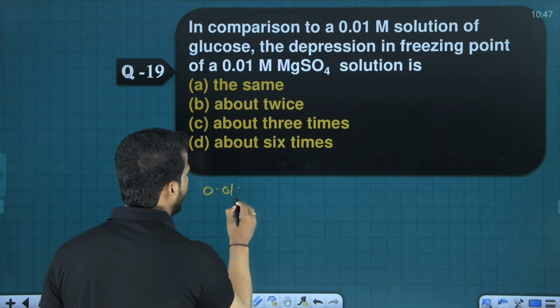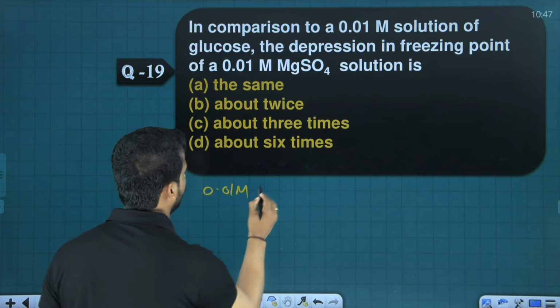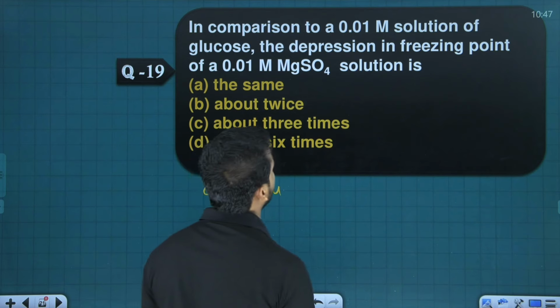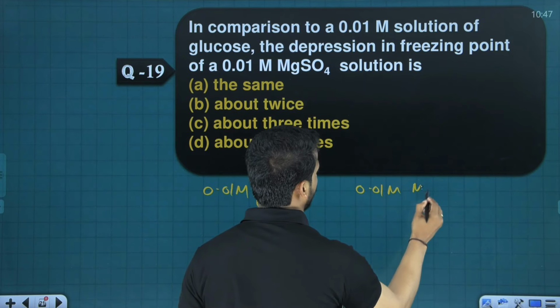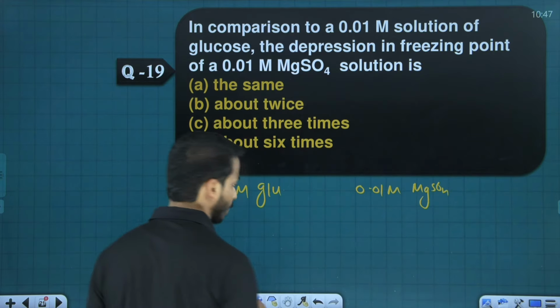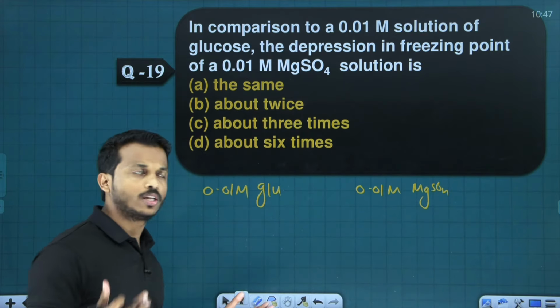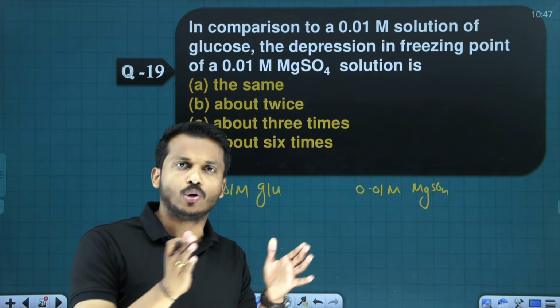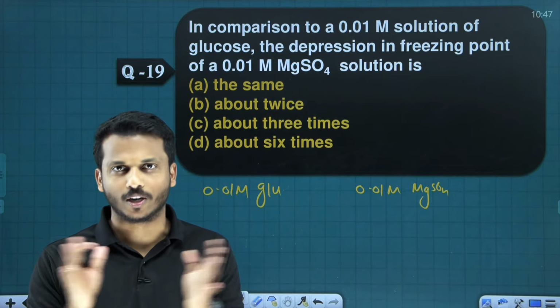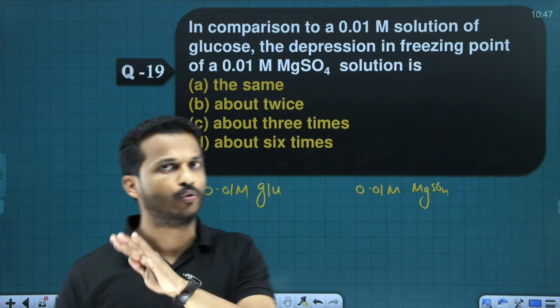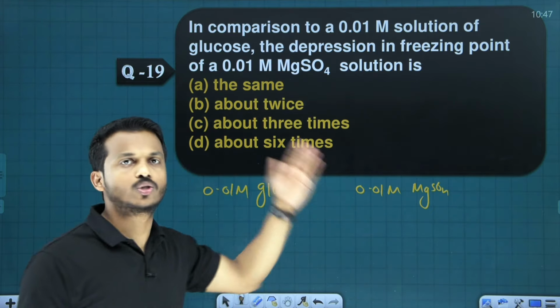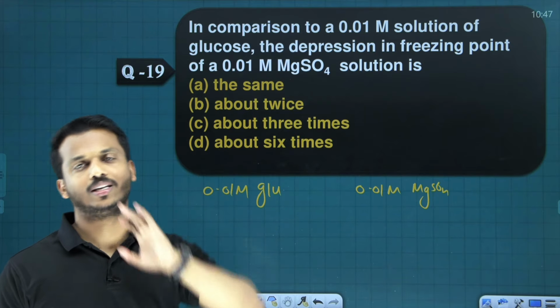In comparison to a 0.01 molar solution of glucose, what is the depression in freezing point of 0.01 molar MgSO4? We discussed a similar question. They said just a solution, that means the solvent is water. If the solvent is water, its Kf value is constant, so Kf would not affect. Concentration is also similar, so only the i value decides.